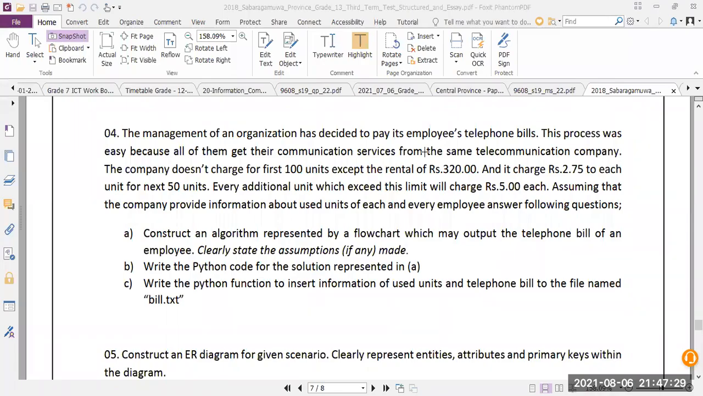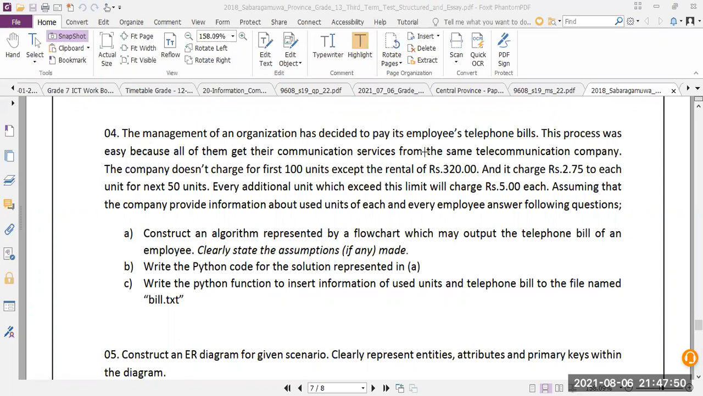A company has decided to pay its employees' telephone bills. The employees' telephone bills are paid by the manager. This process was easy because all of them get their communication service from the same telecommunication company.